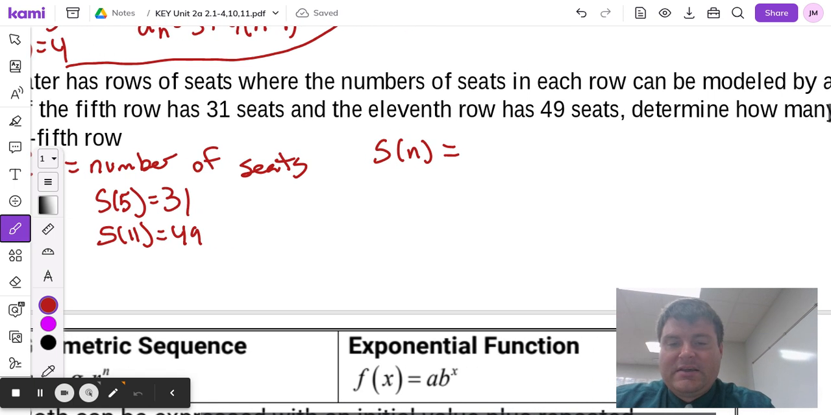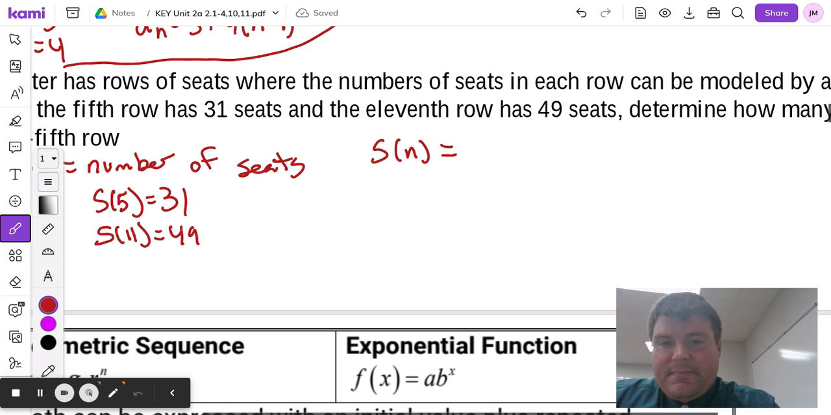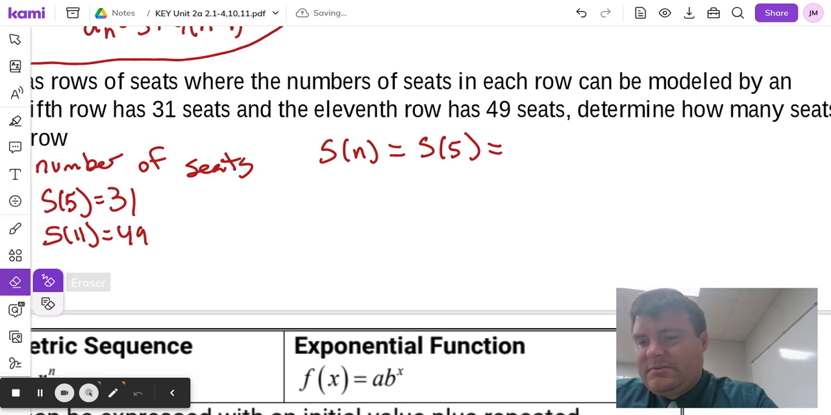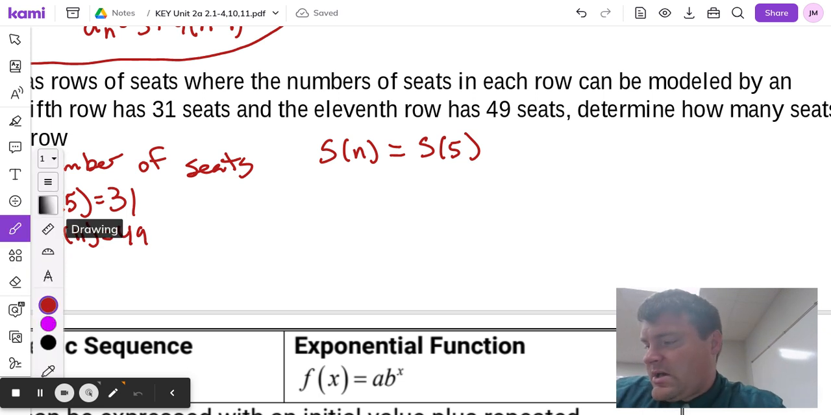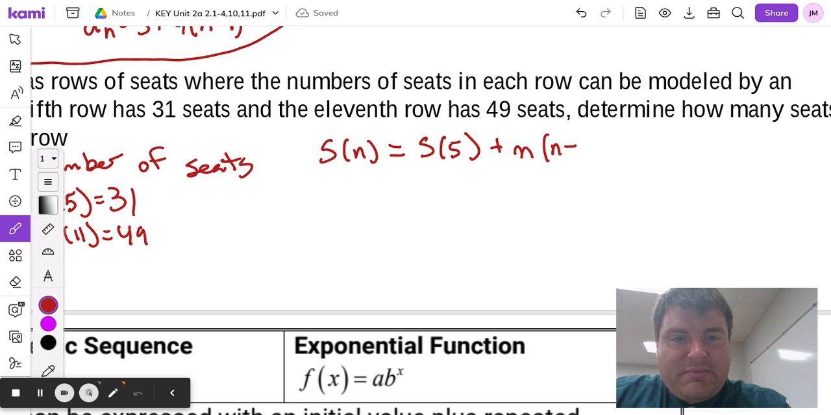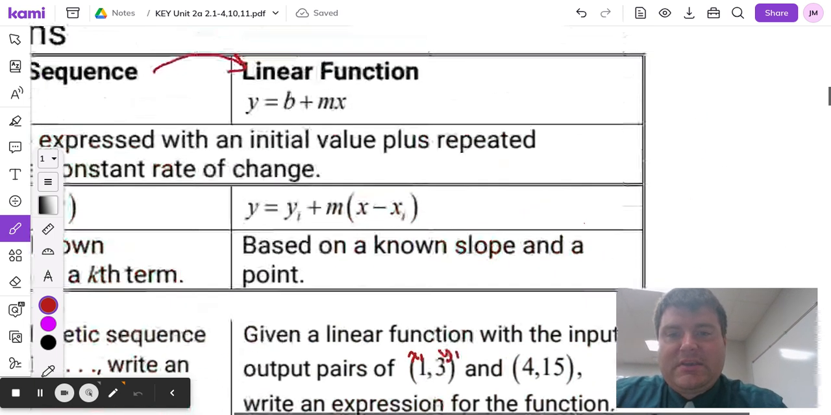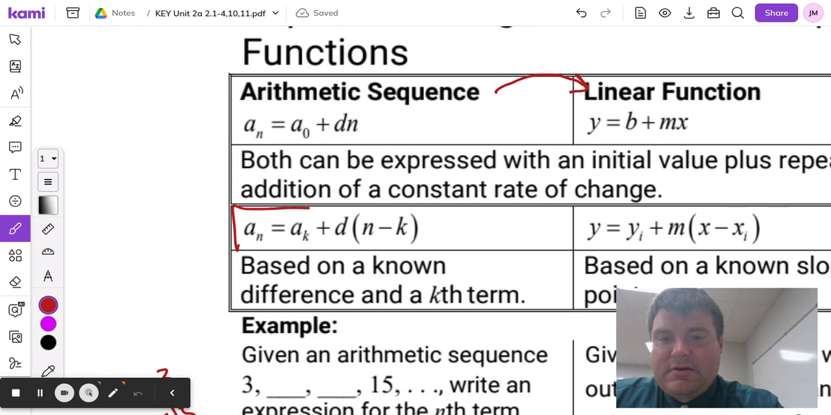So S sub n is going to equal, if I'm using the kth term here, S sub 5, and I'll plug in 11 in a moment. S sub 5 plus, I'm going to use m for slope because I'll relate it back to slope since I'm using function notation here, m times n minus 5. That is me using this form right here.